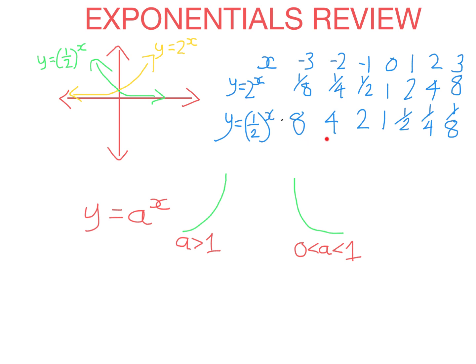Similar here, we go down by 4, down by 2, down by 1, and so on. Here, where a is between 0 and 1, we can see that the y value is going down, but the gaps between each number is getting smaller. So increasing at an increasing rate, decreasing at a decreasing rate. We call this exponential growth and this exponential decay.